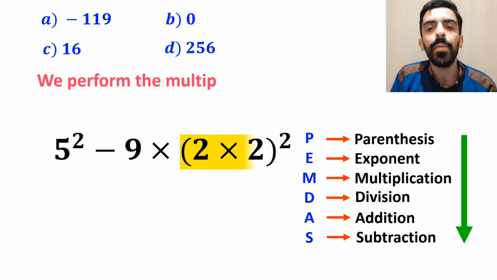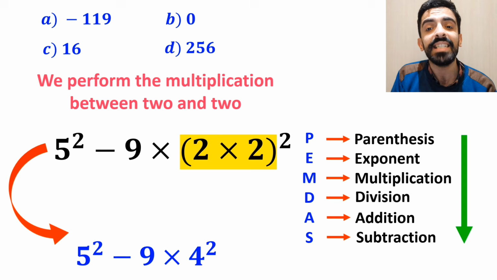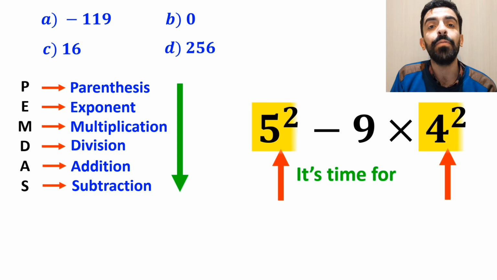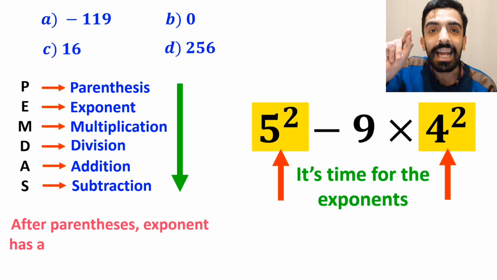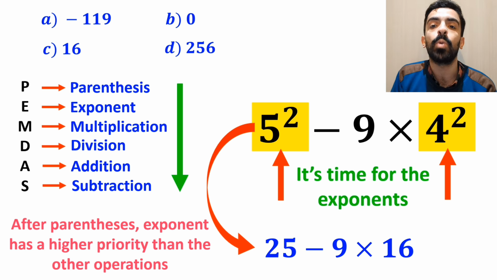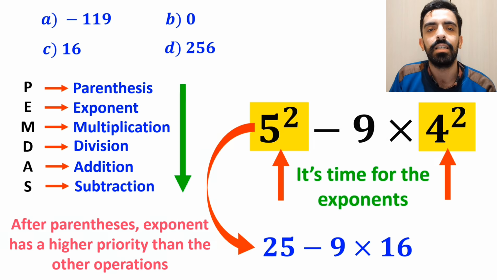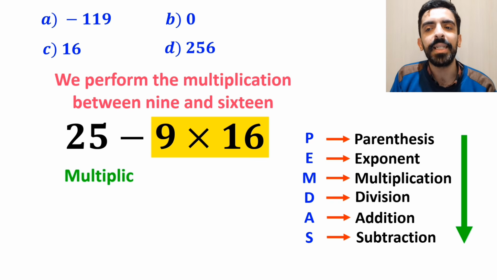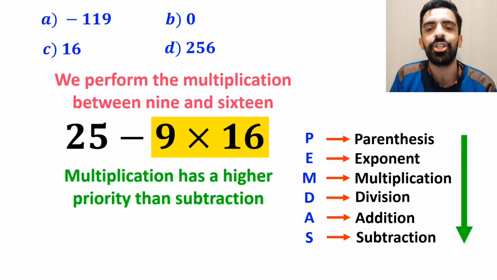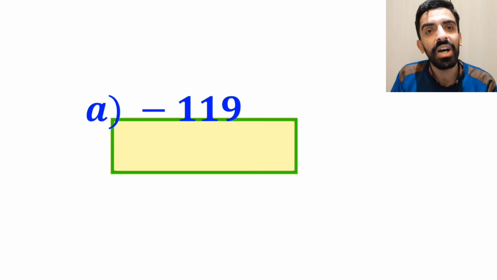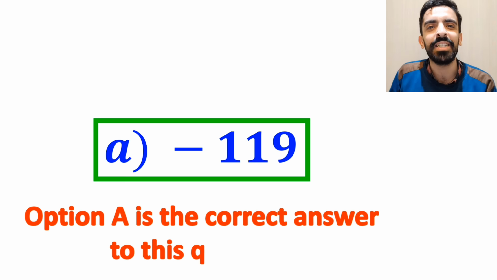And the next step, we perform the multiplication between 2 and 2 and this expression simplifies to 5 squared minus 9 multiplied by 4 squared. Now, it's time for the exponents because after parentheses, exponent has a higher priority than the other operations. So, we rewrite this expression as 25 minus 9 multiplied by 16. And the final step, we perform the multiplication between 9 and 16 because multiplication has a higher priority than subtraction. And this expression becomes 25 minus 144, which finally gives us the answer negative 119. Therefore, option A is the correct answer to this question.